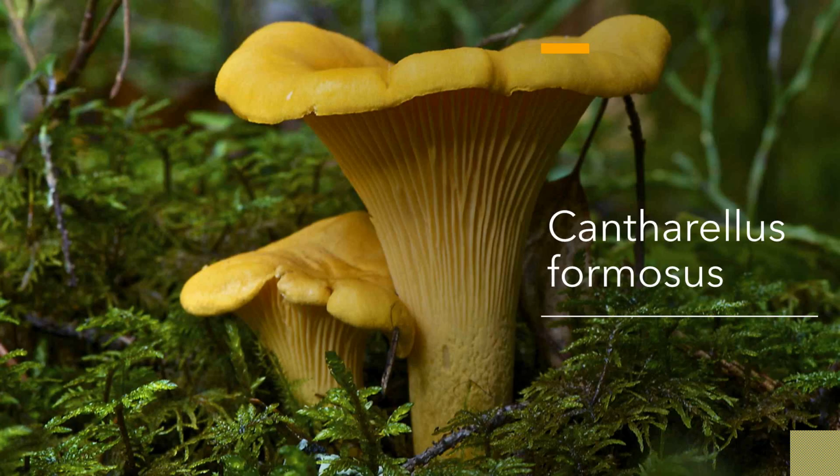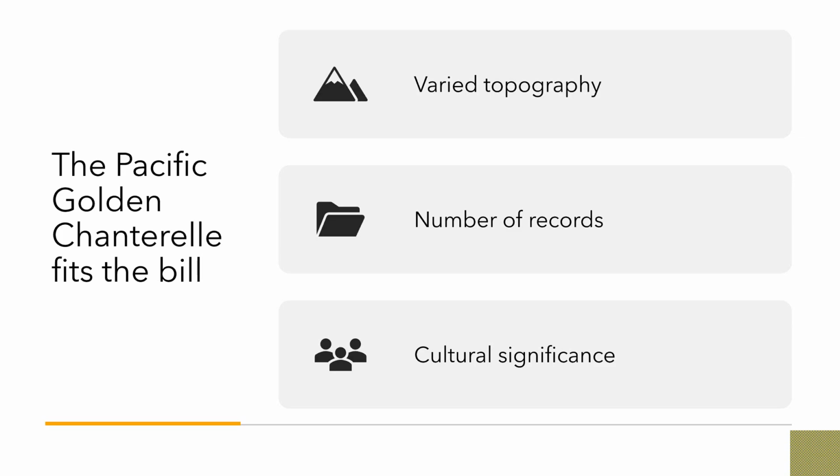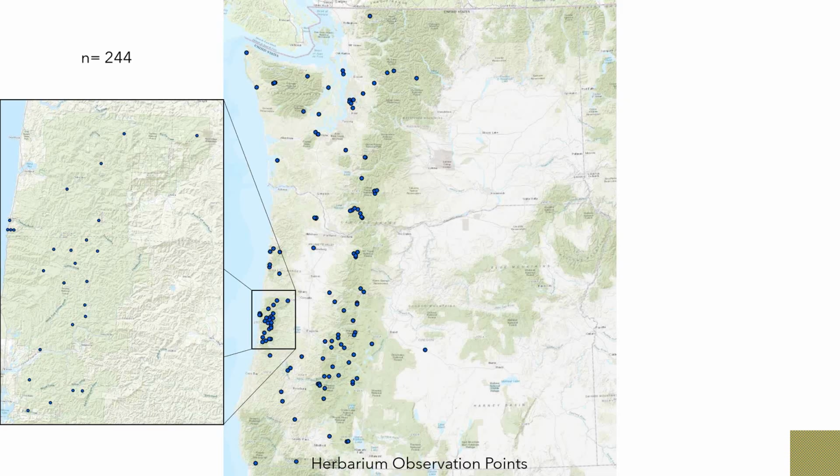To do that, I'm going to use the Chanterelle formosus as my target species, also known as the Pacific Golden Chanterelle. This is chosen for a couple reasons. One, it's in a location with varied topography. Two, it has a lot of records, which is important for the modeling software to be accurate. And thirdly, it has a cultural significance in the region. As a forageable mushroom, it is very economically important, so understanding the distributions of it is important for that region.